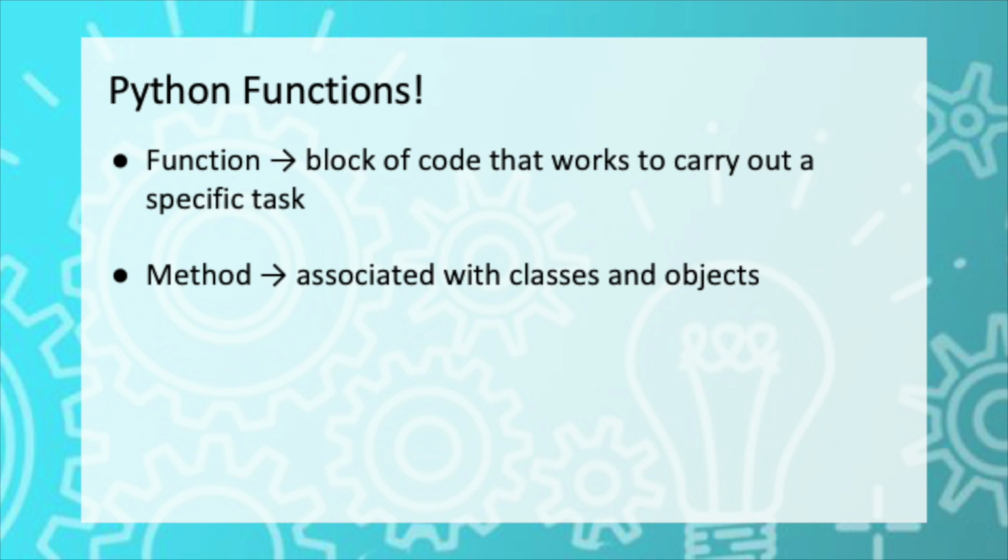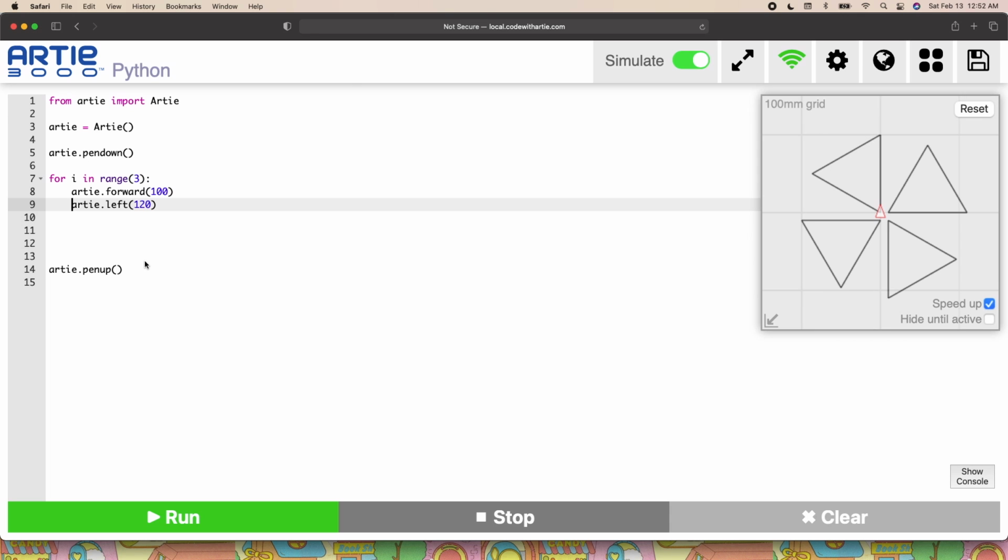Just like every other exercise, you want to find your way to the Python page on Artie's website. Every instruction sheet has steps for this, so feel free to refer back to them. This is the for loop that we constructed in the last video. Recall that it will loop 3 times. Each time it will create one side and one angle.